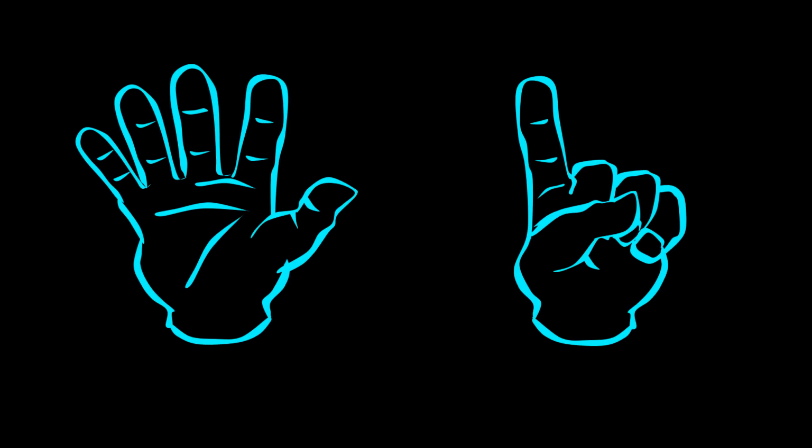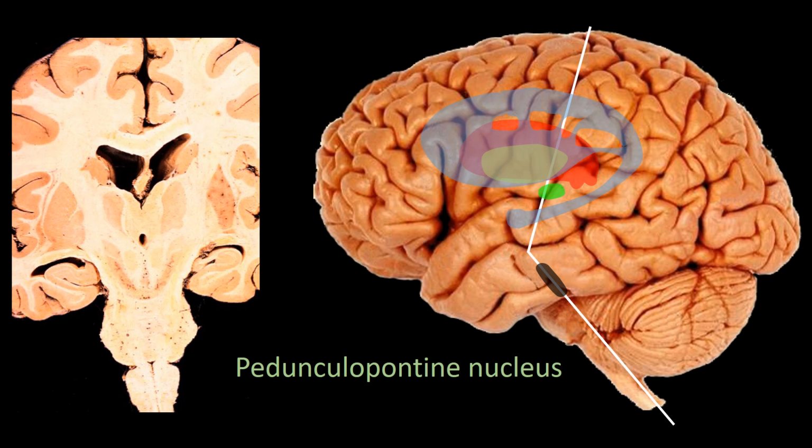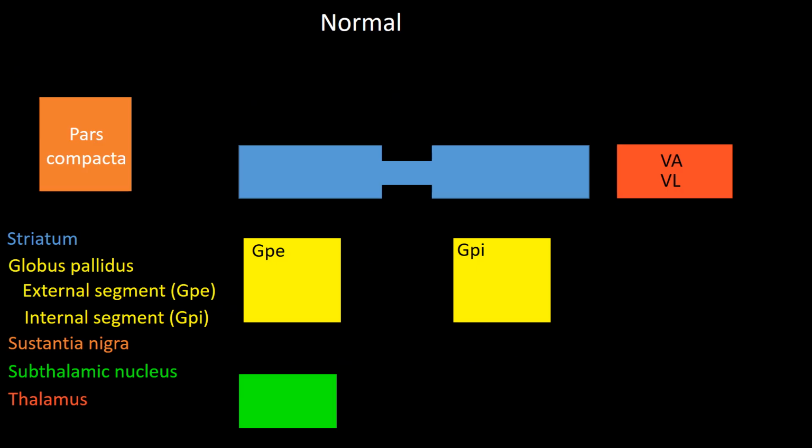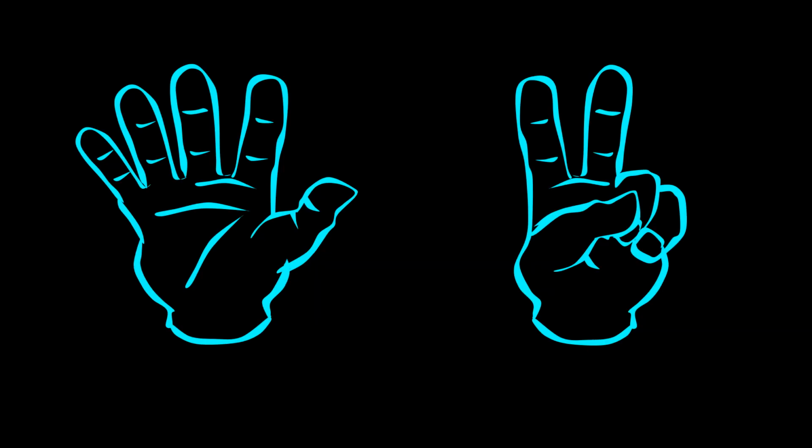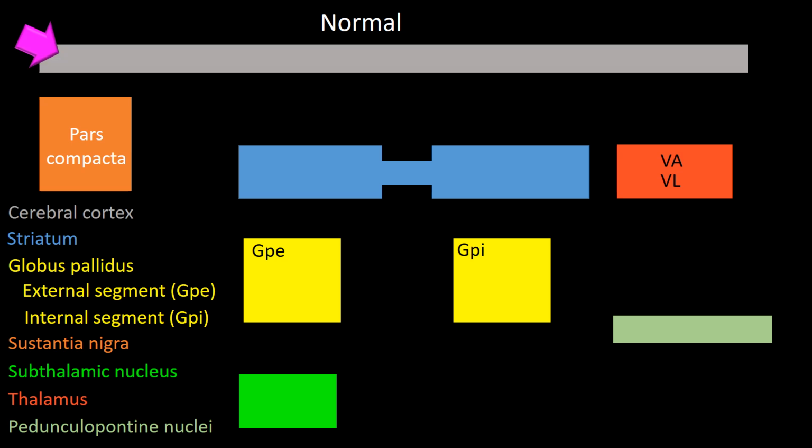The sixth structure is the pedunculopontine nuclei or pedunculopontine tegmentum nucleus, which I have indicated here in the uncut specimen and here in the cut specimen. So to the basic figure we will add as a light green rectangle the pedunculopontine nucleus. The seventh structure is the cerebral cortex. The cerebral cortex involved with movement, mainly in the frontal cortex, is the one represented here.